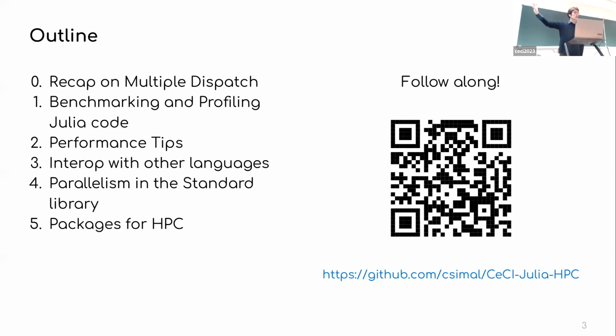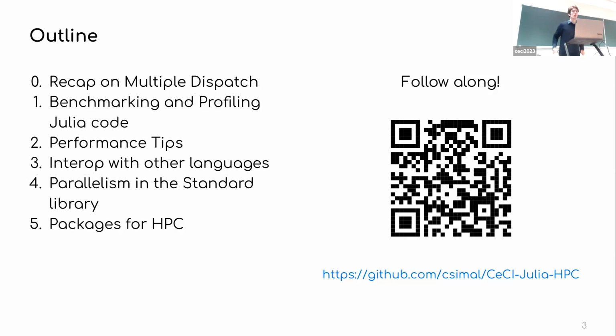I'll start with a very brief recap on multiple dispatch, which is the main mechanism of how Julia operates, and especially how it operates when it's fast. And then I'll cover some various things that are important in Julia in general, but especially if you're trying to run Julia on a cluster. So we'll start with benchmarking and profiling code, and performance tips. I will go from easy stuff to more esoteric, I think you can actually say sorcery, that you can cast on your code to make it faster.